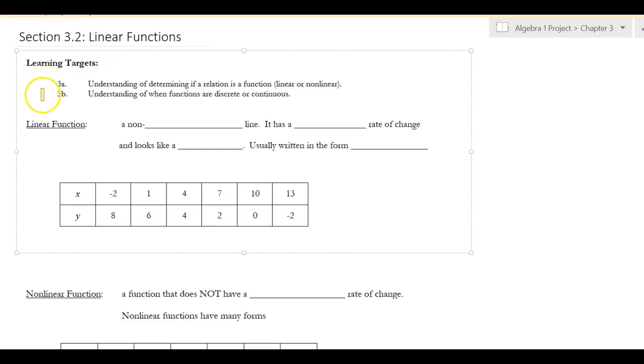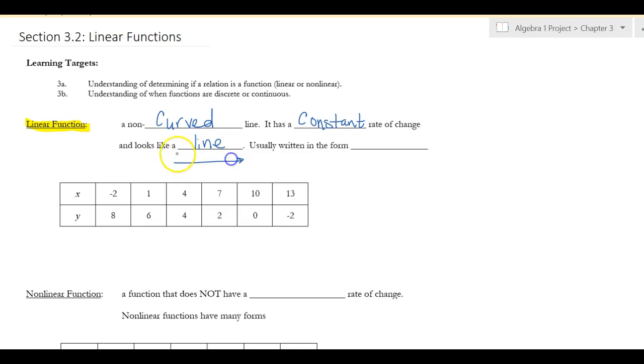Okay, what we're working with today is we're beginning to talk about and learn about linear functions. A linear function is a non-curved line. It has a constant rate of change, which constant means it always is the same. So the numbers will always be continuously changing at the same pace. Okay, and it looks like a line. And so it's a straight line.